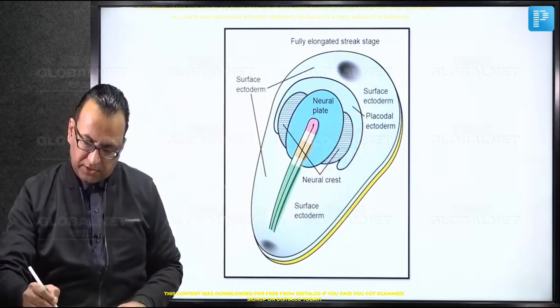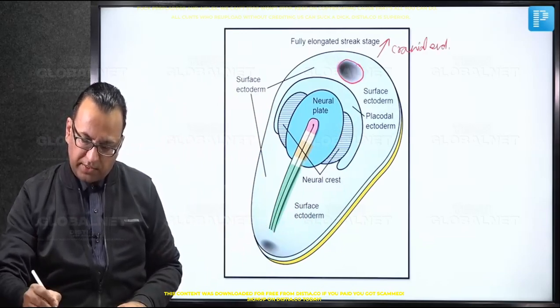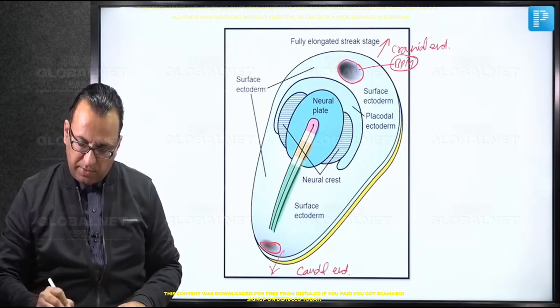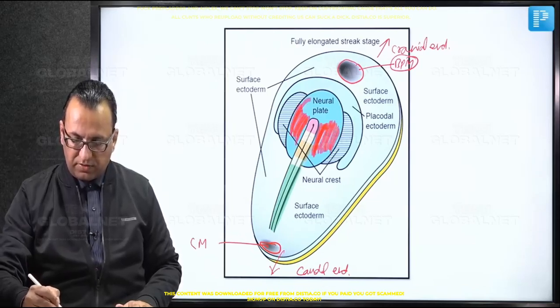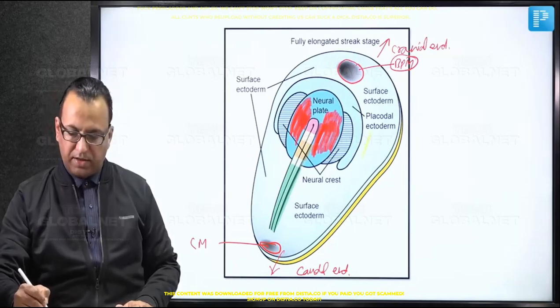We can mention that this is the cranial end, where you will find there is a membrane. We are calling it the buccopharyngeal membrane. And then this is the caudal end, where we have mentioned the cloacal membrane. And then this is the central area. Near the midline, we are having the neuroectoderm. Now, if that is the neuroectoderm, what lies at the periphery? At the periphery, we have surface ectoderm, which we can mention here.